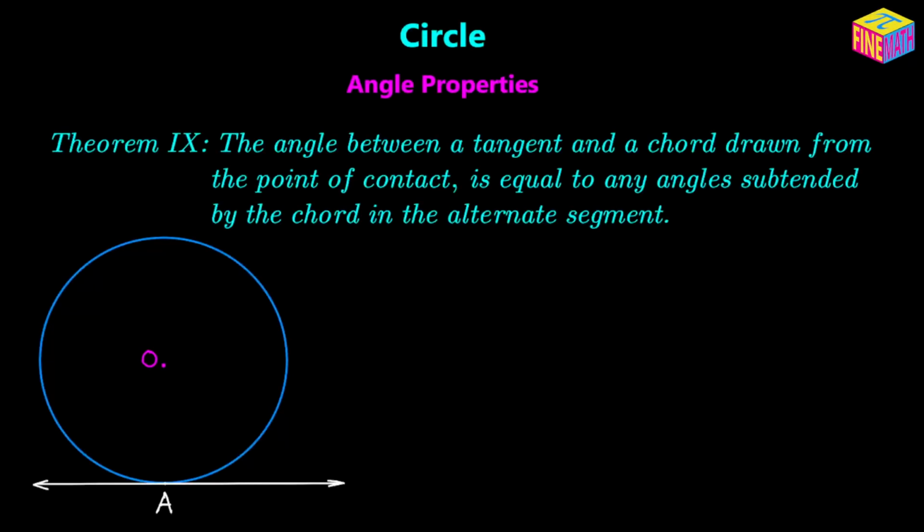Hi everyone. In this video, we are going to discuss the ninth theorem from the geometry of circles. The theorem says that the angle between a tangent and a chord drawn from the point of contact is equal to any angles subtended by the chord in the alternate segment.